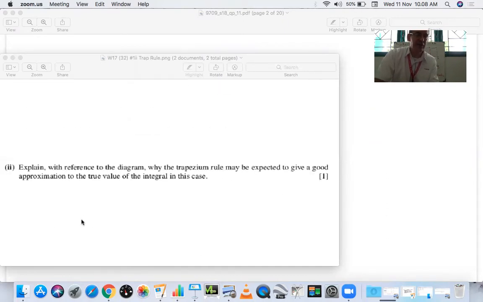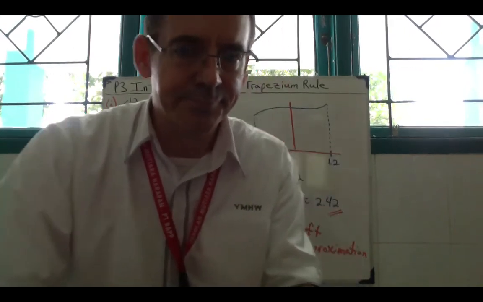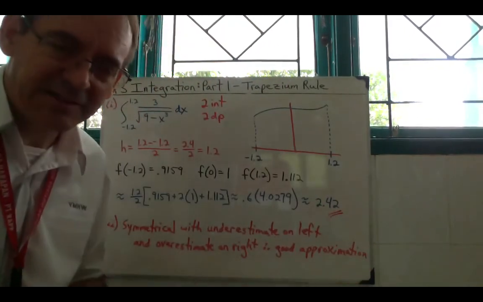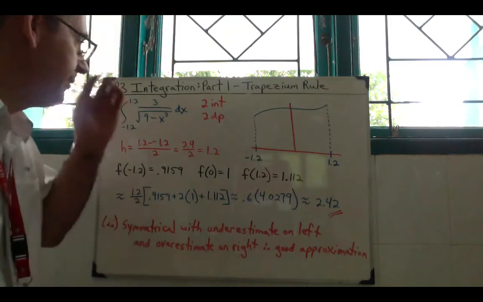Then in the follow-up question, explain with reference to the diagram why the trapezium rule may be expected to give a good approximation to the true value of the integral in this particular case. So let's go back to the board. And first, let's calculate our approximation.